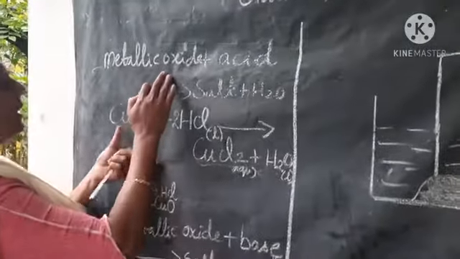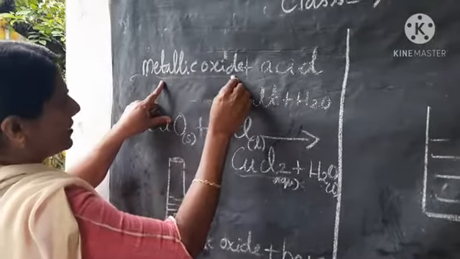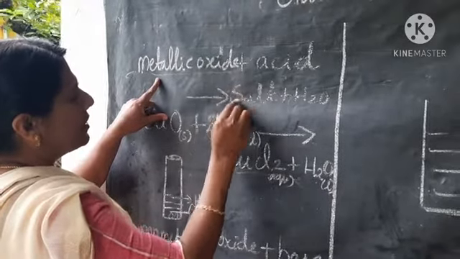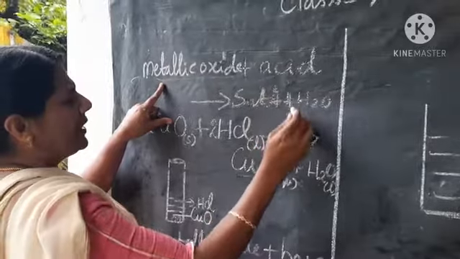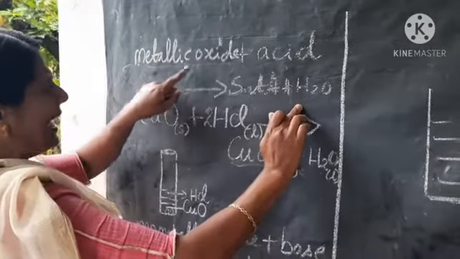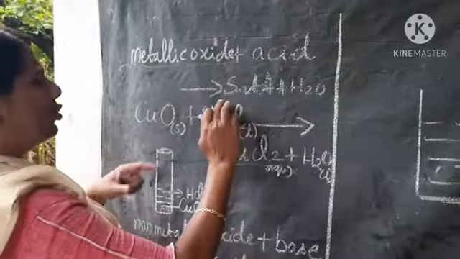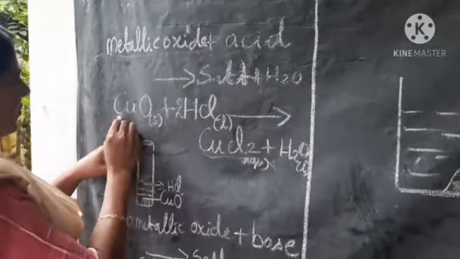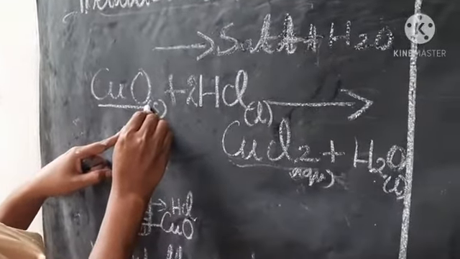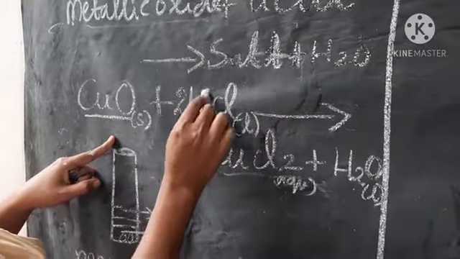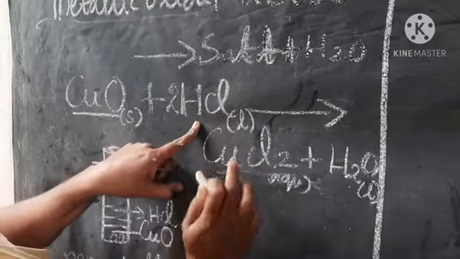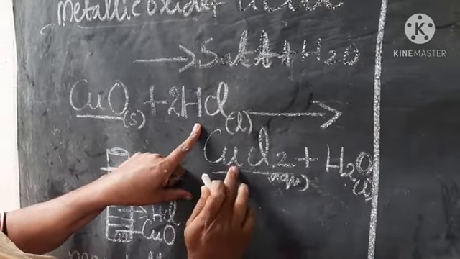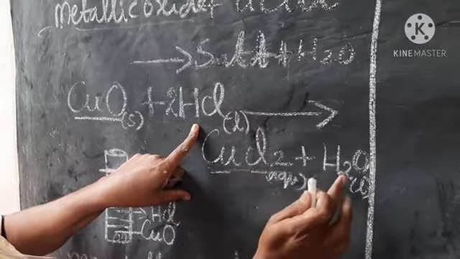The first one is metallic oxide reacting with acid. What will be the product? It forms salt and water. This is the common equation: metallic oxide reacts with acid to give salt and water. For example, I have taken copper oxide, CuO, and HCl. A salt is formed. Salt means one metal and non-metal should be there. So copper chloride is formed along with water.